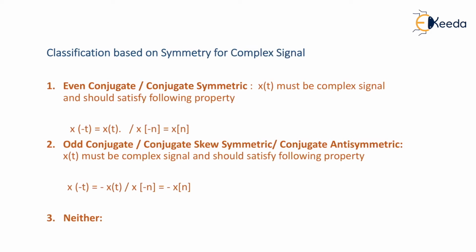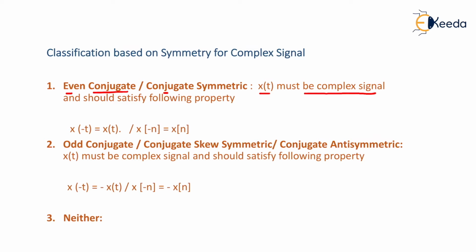Remember, the first category is called even conjugate, also called conjugate symmetry. So let us begin with the first classification. x of t, first of all, must be a complex signal. Of course it has to be complex, because if x of t is a real signal, then this symmetry comes out to be even symmetry. Only if the signal is complex would the symmetry be called even conjugate symmetry, or conjugate symmetric. Then it should satisfy the following property.